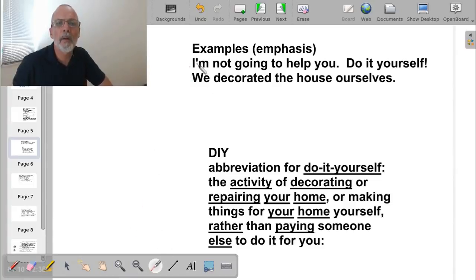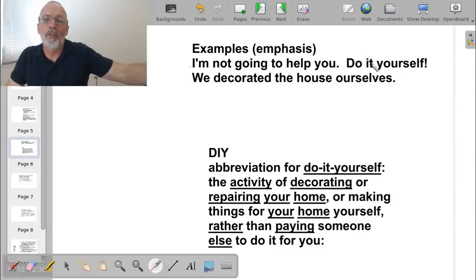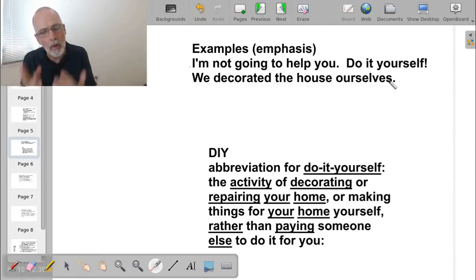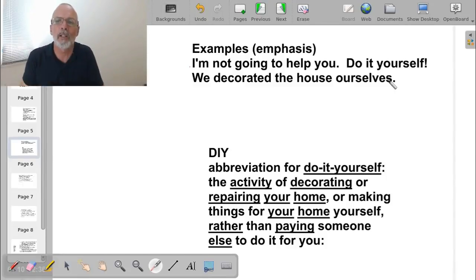on. The first example I have is, I'm not going to help you. Do it yourself. Here I'm using the reflexive pronoun to emphasize the fact that you should do it yourself, that I'm not going to help you. I could just say you do it, but if I want to emphasize that I'm not going to help you, I say do it yourself.